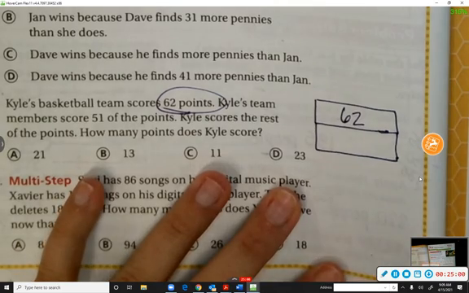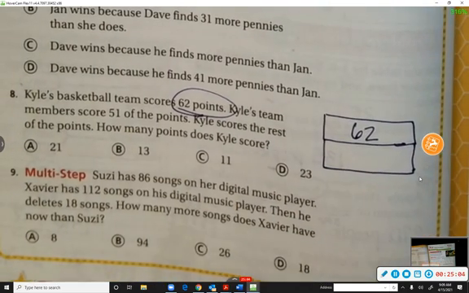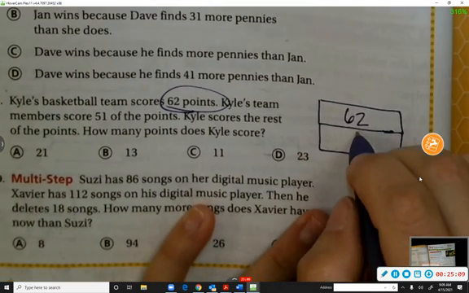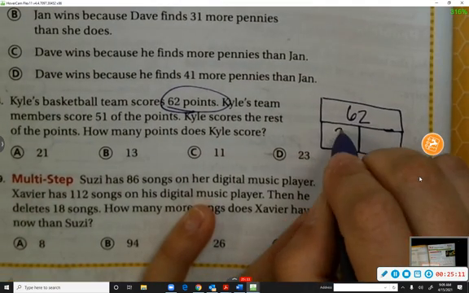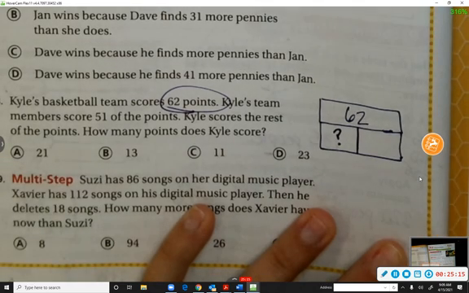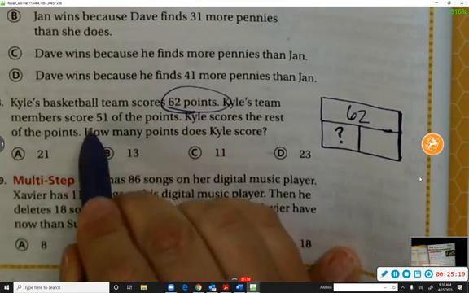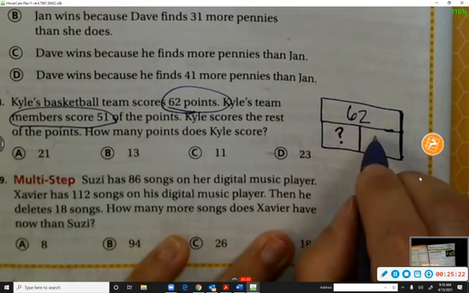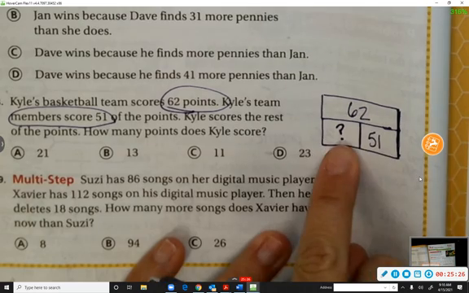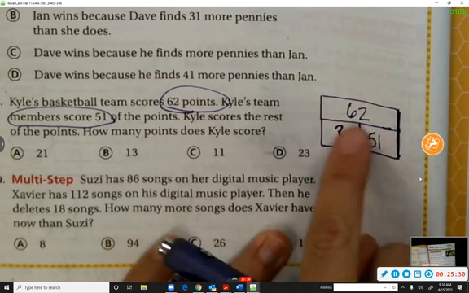And then I have two parts, right? I have Kyle's teammates and then Kyle. Do we know how many points Kyle scored? No, we don't know how many points Kyle scored, so that's what we're trying to figure out. The rest of the team scored how many? 51. Okay? So these two boxes, Kyle's points and the team members' points, are going to add up to 62.